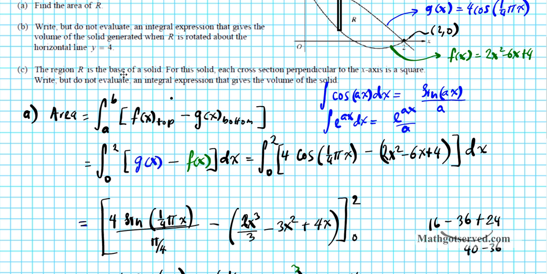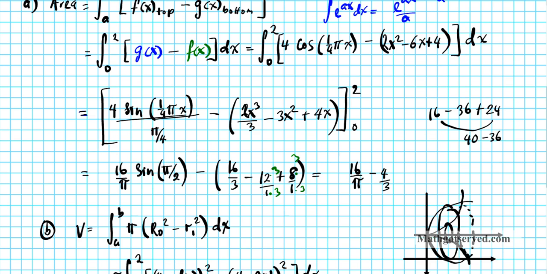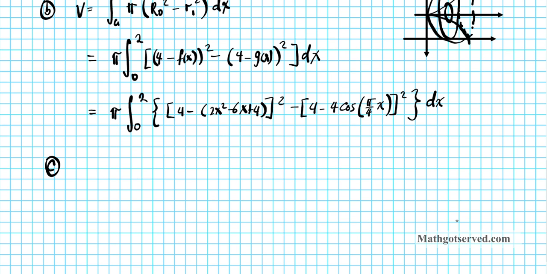All right, so it says the region R is the base of a solid. For this solid, each cross section perpendicular to the x-axis is a square. Write down but do not evaluate an integral expression that gives the volume of the solid. All right, so let's go ahead and I want to give you the visual of what the situation looks like first before I create the formula, okay?